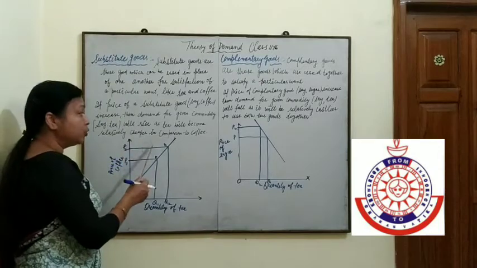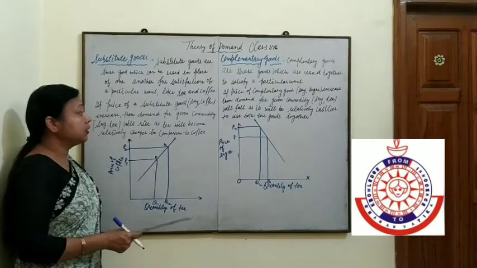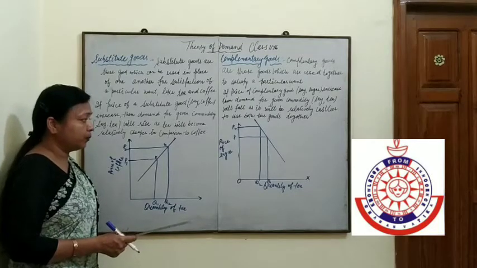In case of substitute goods, this curve is upward sloping. In case of complementary goods, this curve is downward sloping.